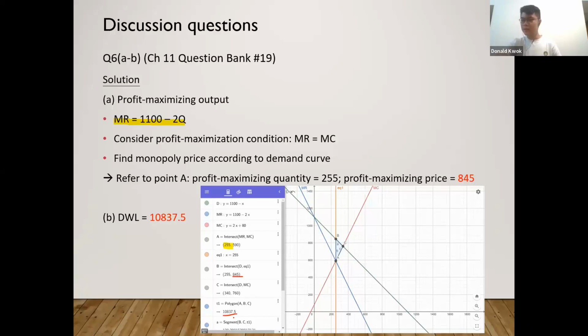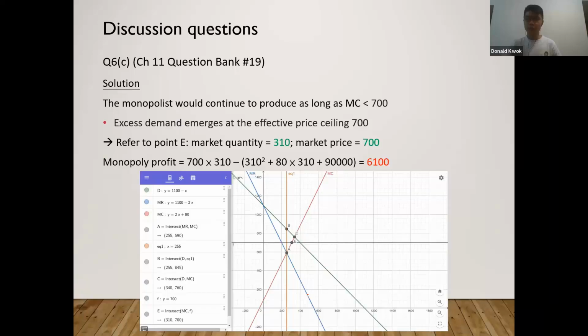And for part C, if the government imposes a price ceiling at $700, what will be the profit earned by the monopolist? Again, the firm would be using the profit maximizing condition, MR equals MC. So if there's a price ceiling of $700, what would be the marginal revenue? First of all, this price ceiling is effective because it is set below the profit maximizing price 845. And because the price ceiling is at $700, this means that if the firm would like to sell one additional unit, it will be selling at the price of 700. So the marginal revenue is 700.